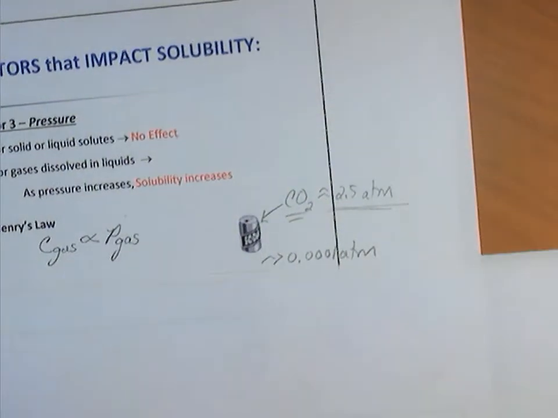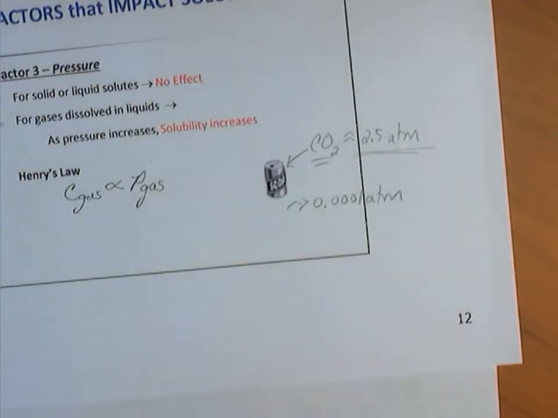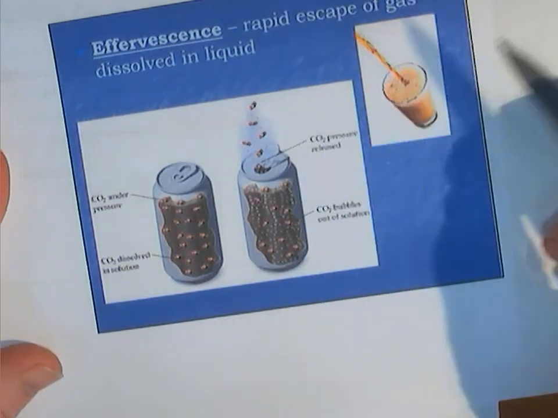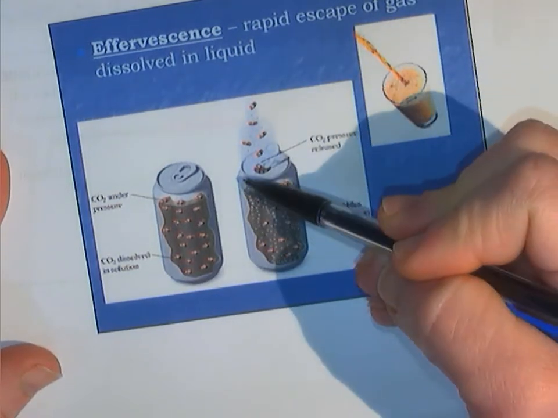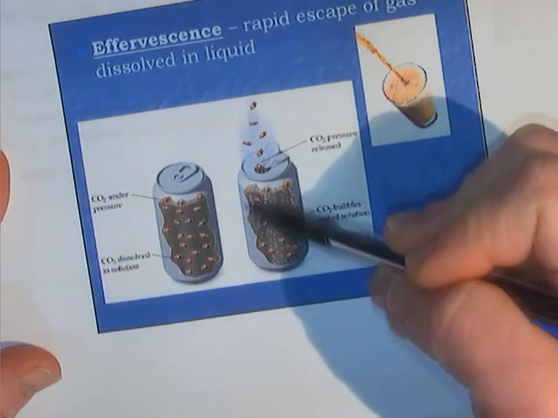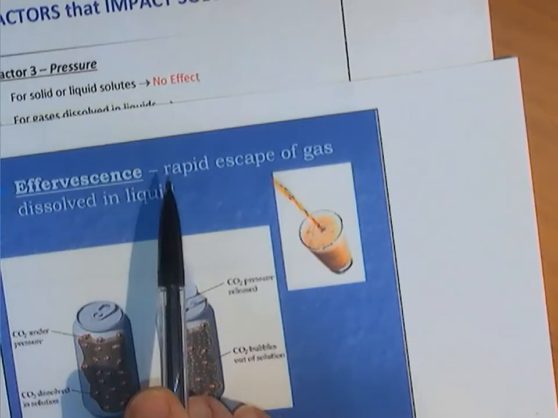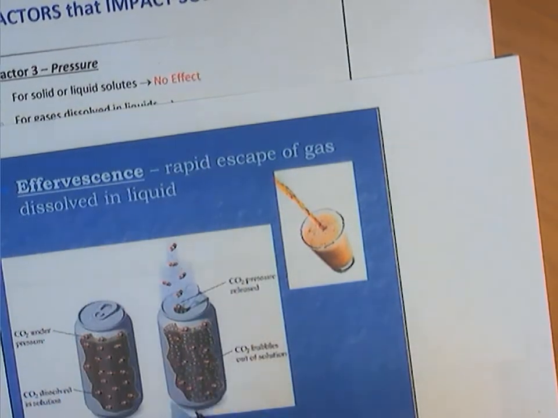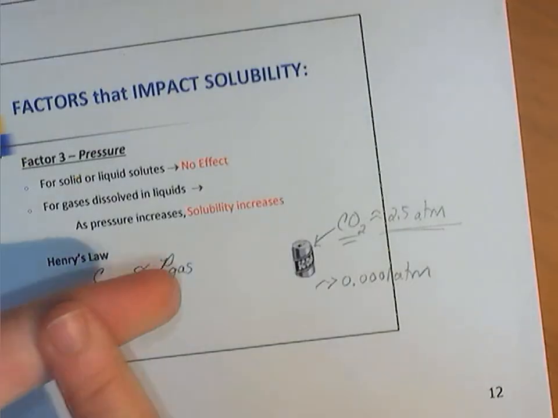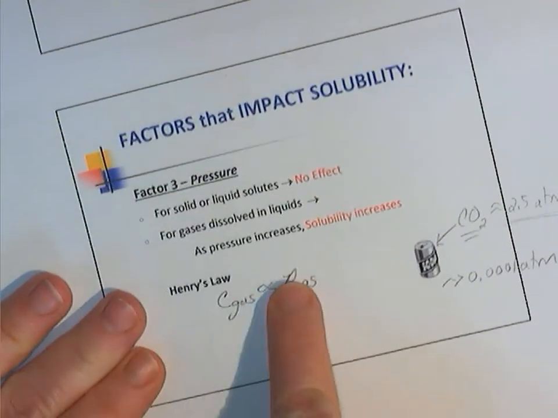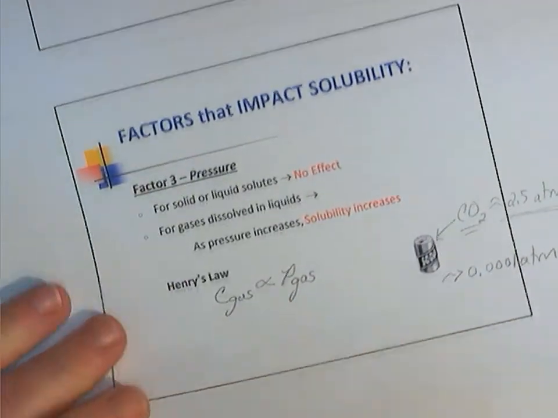And then what we see is effervescence. As soon as that carbon dioxide pressure is released, nothing is encouraging the carbon dioxide to remain in solution, and we see the bubbling. That's called effervescence, the escape of gas that's been dissolved in a liquid. So we can make sure our chemistries are good to increase or decrease more solute. We can change temperature, and we can change pressure with gases, only with gases.